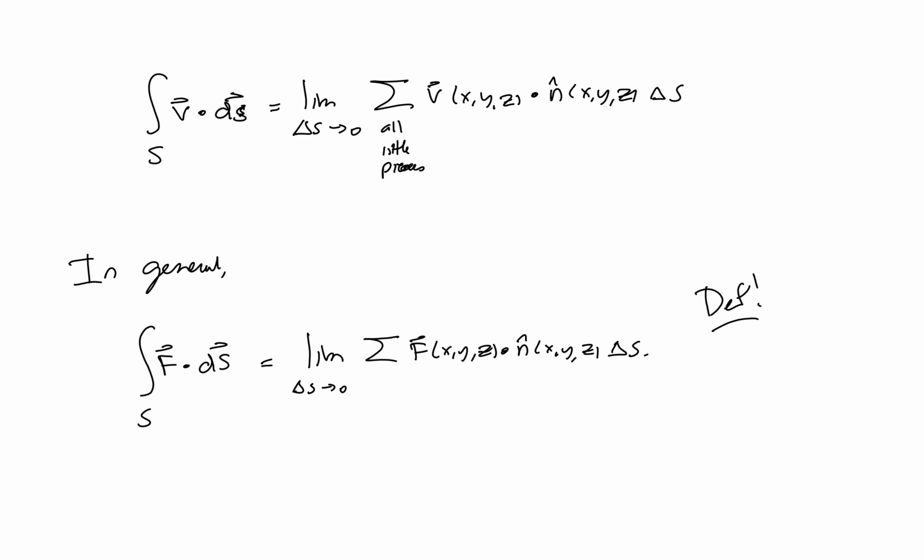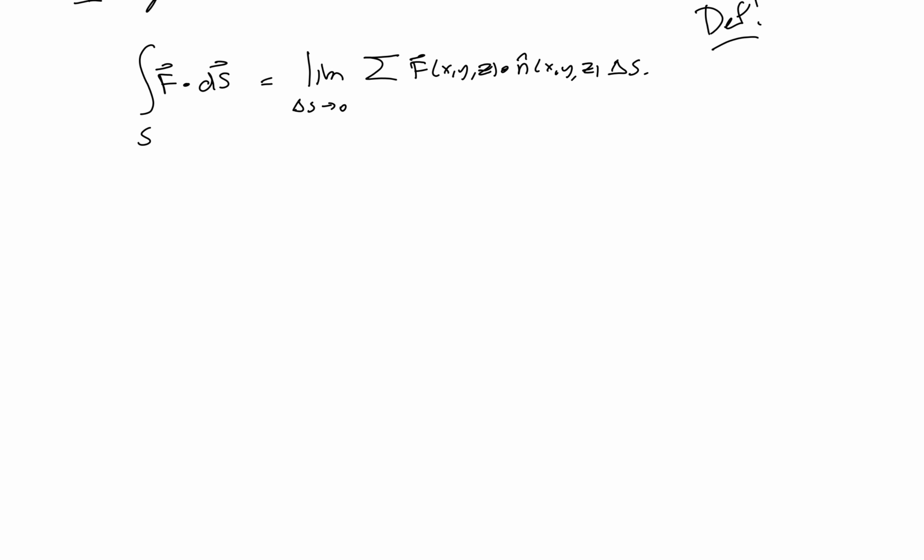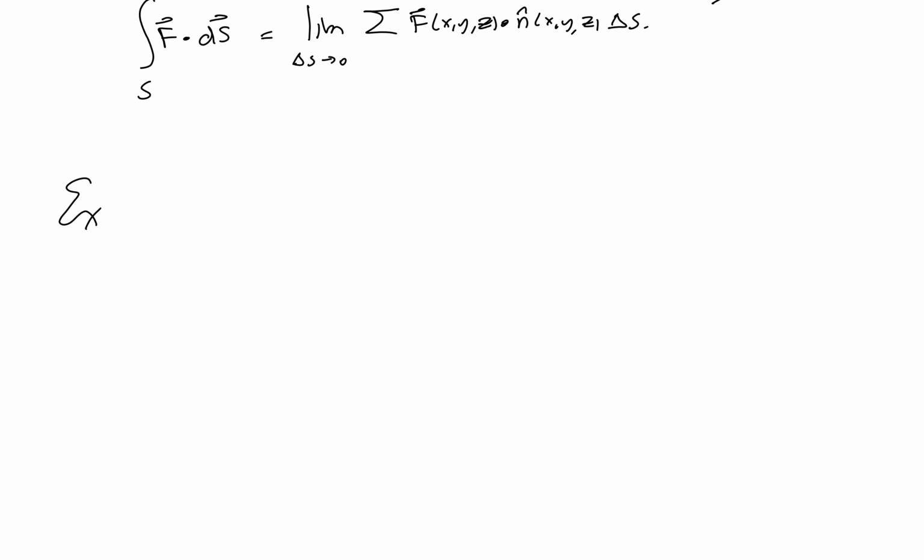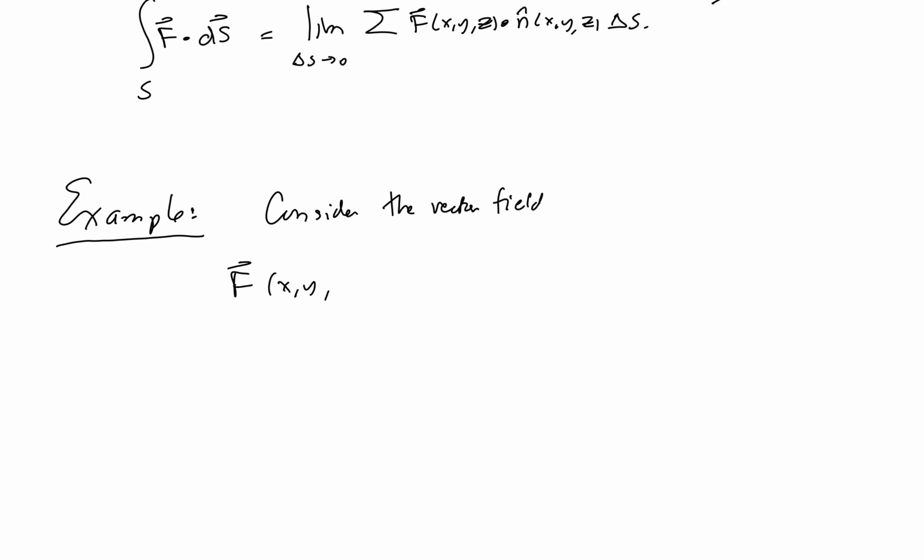So let's go ahead and calculate an example that we can actually do with just the definition. A lot of times we won't be able to just use the definition. We're going to have to parameterize just like we had to parameterize for line integrals. But sometimes everything works out nicely, and it's important to take advantage when those situations arise. So let's consider the vector field, say F of x, y, z is equal to (minus y i plus x j) over (x squared plus y squared).